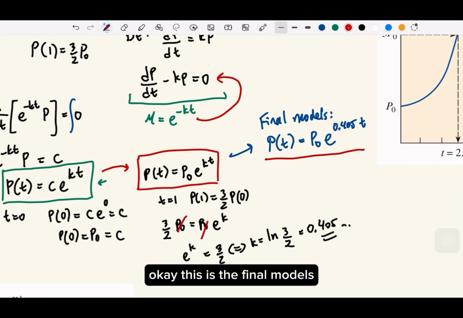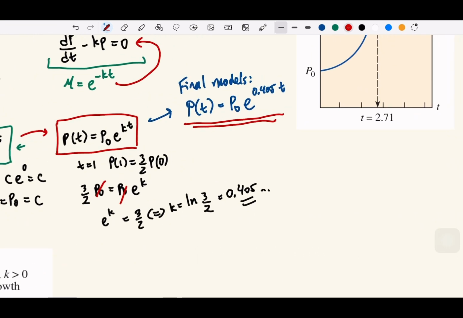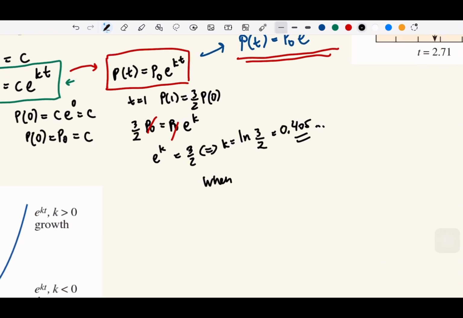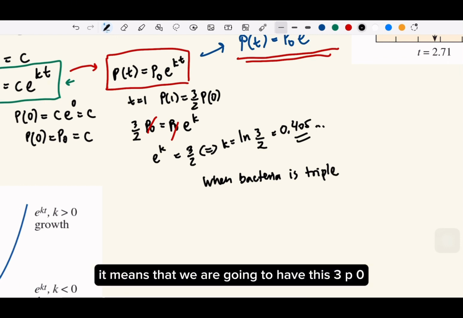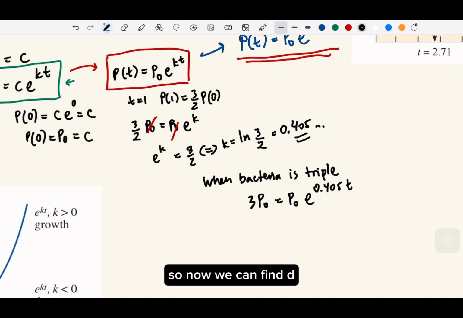Okay, this is the final model. We need to find when the bacteria is tripled, right? It means that we are going to have 3P0 equal P0 e to the power of kt, and then write the number T. So now we can find T.